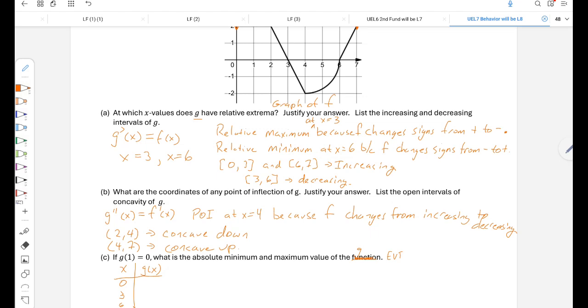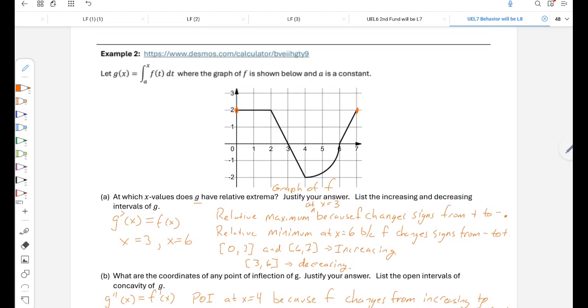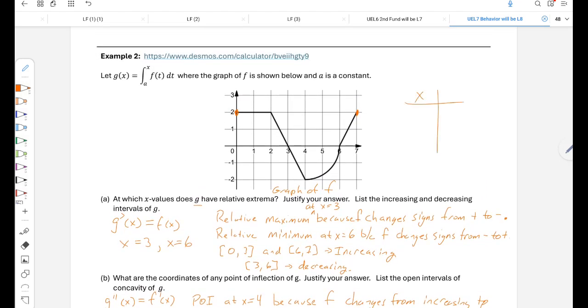And you know what I'm going to do? Although that's where I want to put it, I'm just going to be smart about this and put that table over here. You can see both of them. 0, 3, 6, 7. So endpoints and critical values, that's what the EVT says to do. This table is your justification. There is no sentence to write.